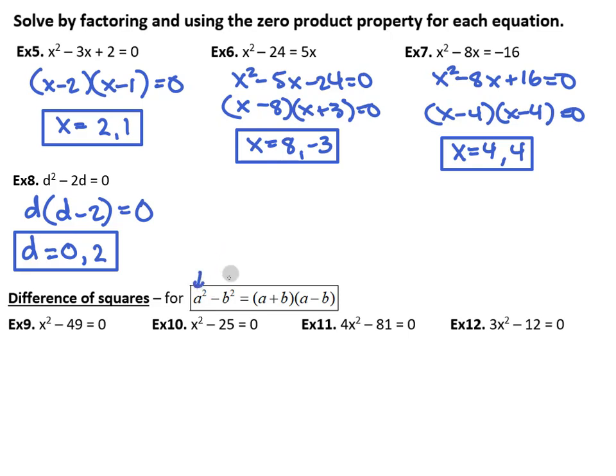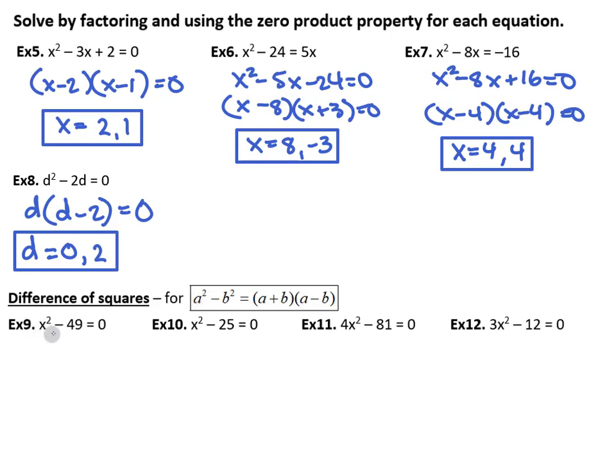Okay, it says if we have two values that are squared, a and b, so perfect squares, and there is subtraction between them, hence the name difference of squares. If that is true, we have a factorable pattern that factors as a plus b times a minus b, where a and b are the values that are squared to make each term.